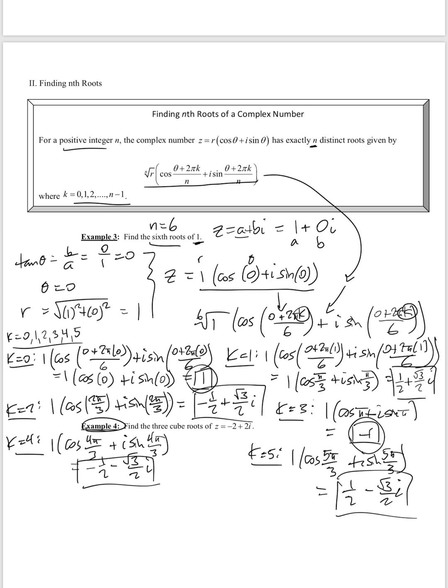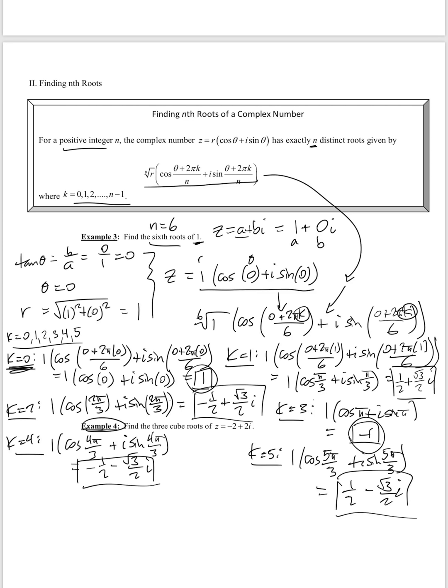And I do want to draw your attention to one last thing for that example we just went through. Notice that if I had kept going, if I did k equals 6, then I would have ended up with the same thing as k equals 0, right? I'd have 0 plus 2 pi times 6 over 6, which is the cosine of 2 pi, which is the same as the cosine of 0. So that's why we stop at k equals n minus 1, because if we were to keep going, it would just keep repeating through these same 6 roots.